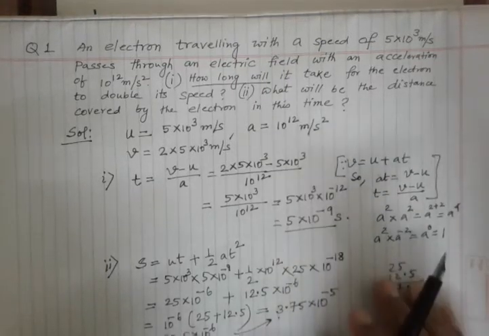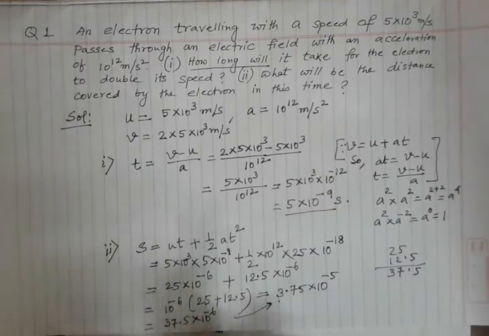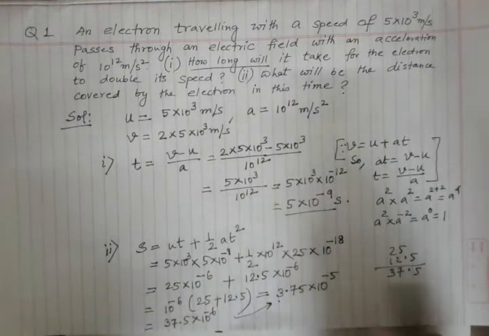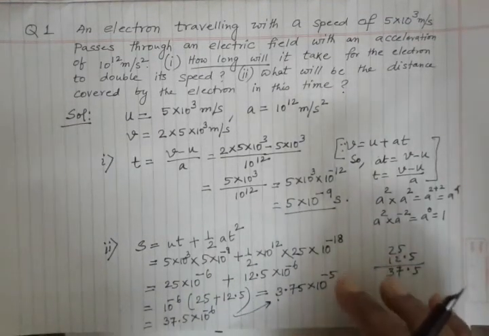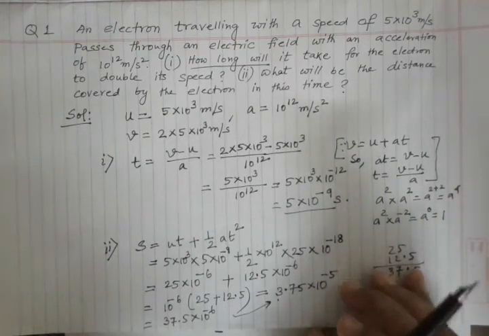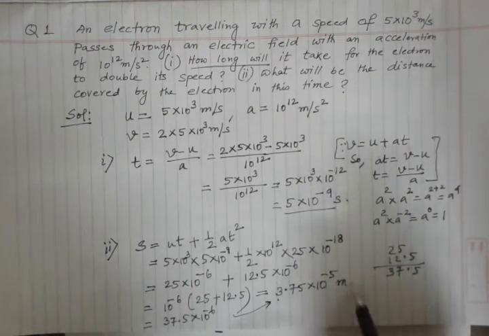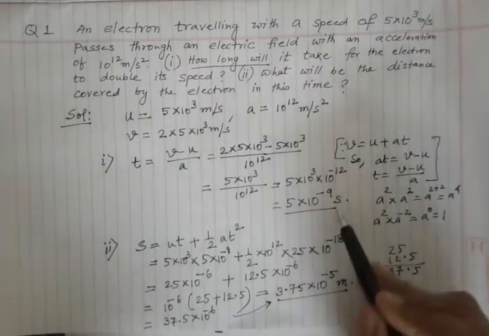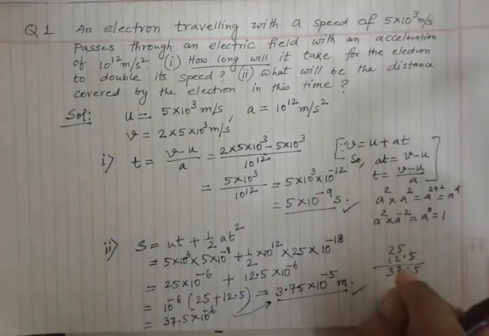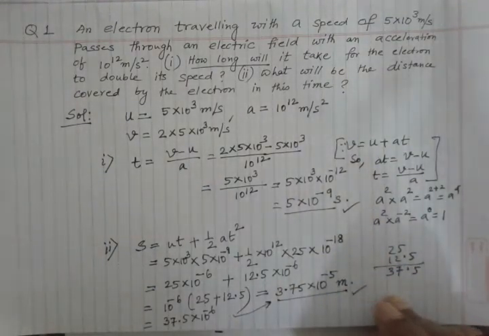Okay, so you can write this one 37.5 into 10 to the power minus 6, or you can write 3.75 into 10 to the power minus 5, so it will be nothing but meter. Okay, so this is the answer. These two answers we found out. This one, hope you can see this.